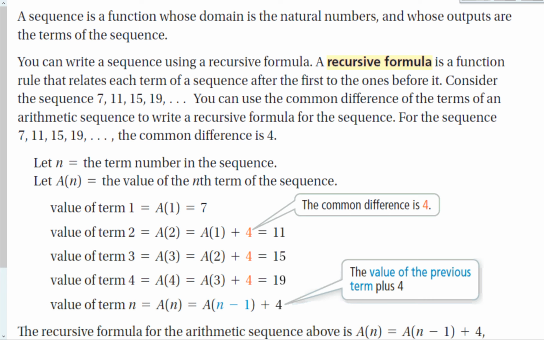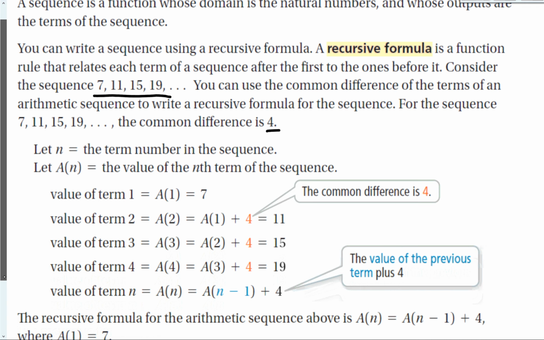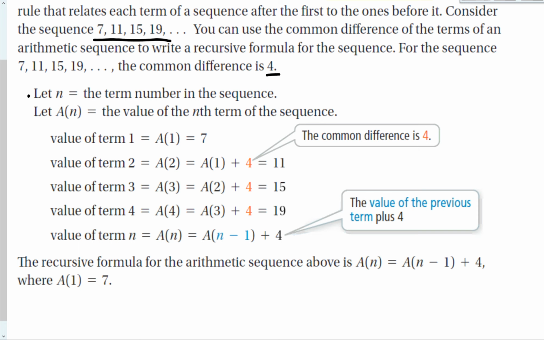So if I have this sequence right here, 7, 11, 15, 19, we can use the common difference of the terms of the arithmetic sequence to write a recursive formula for the sequence. My common difference here is 4. So we're going to let n equal the term number in the sequence and let a of n equal the value of the nth term. Sometimes you see it with notation like this. Sometimes you see it with subscript. And that would indicate which term of the sequence you're talking about.